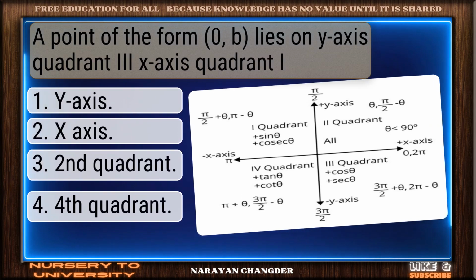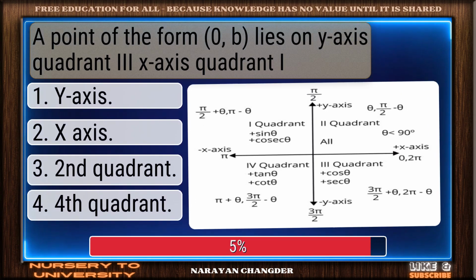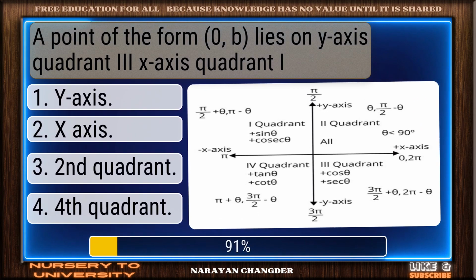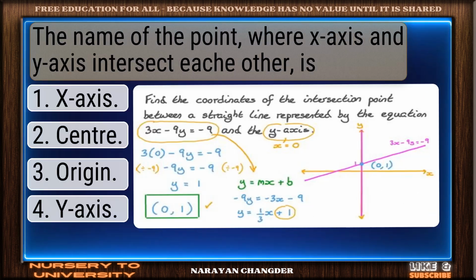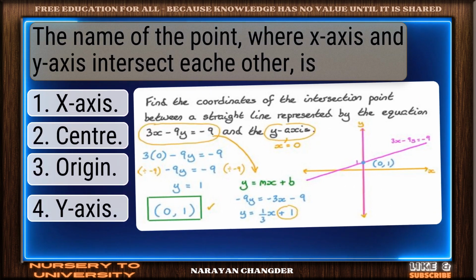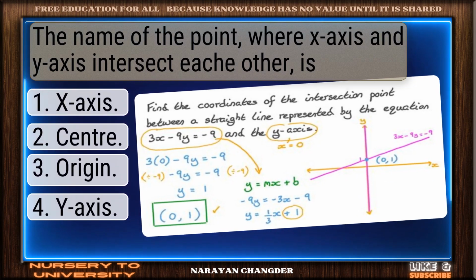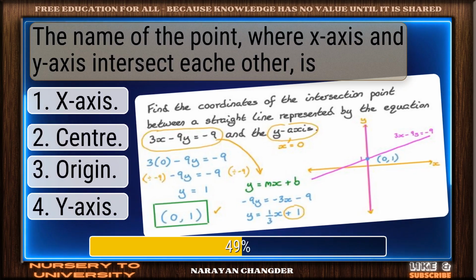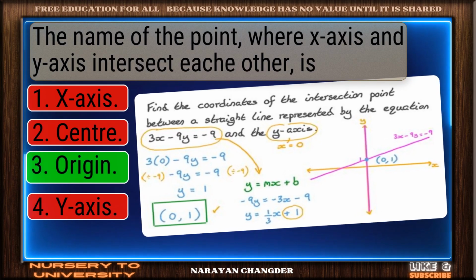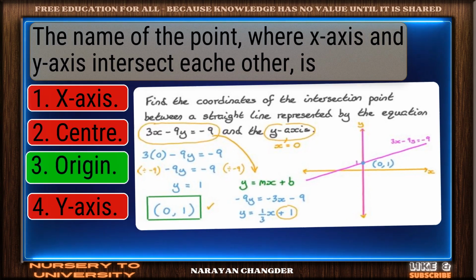Question number 78. A point of the form lies on y-axis quadrant I, x-axis quadrant I. Good thinking. Y-axis is the right answer. Question number 79. The name of the point where x-axis and y-axis intersect each other is. Sharp thinking. Origin is the right choice.